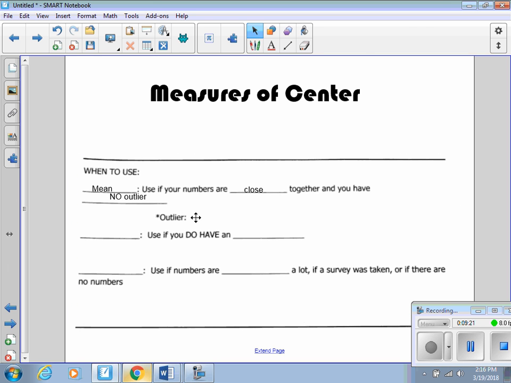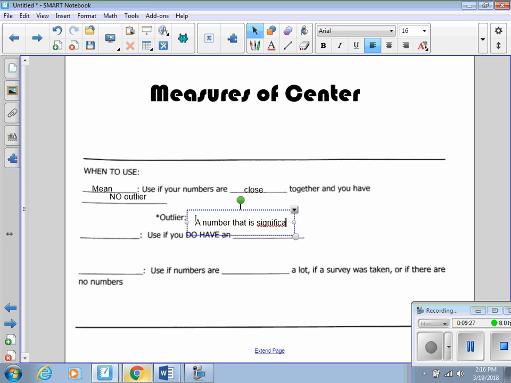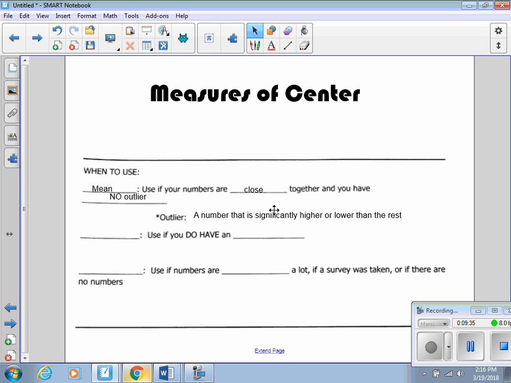An outlier is a number that is significantly higher or lower than the rest. So, if you wonder why your grade is so low in math class or any other class, and you notice you have a 0, and you say, well, I get 80s and 90s, so why did my grade drop so far down? It dropped so far down because a 0 is so much lower than the rest of your grades. So it is going to significantly impact your grade.